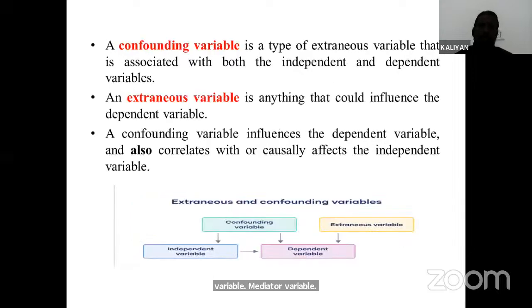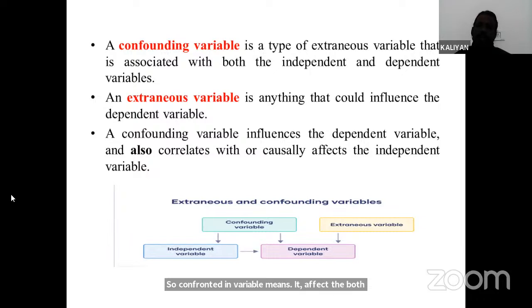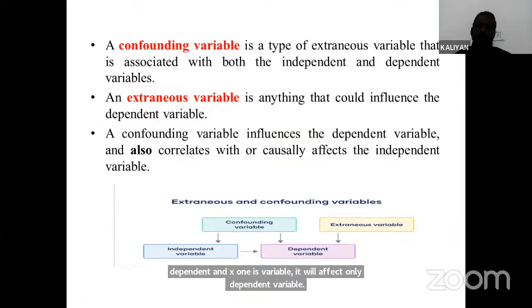And next one is the confounding variable. A confounding variable is a type of extraneous variable that is associated with both the independent and dependent variable. It affects both variables. An extraneous variable only influences the dependent variable. See in this picture, the confounding variable affects both the independent and dependent variable, and the extraneous variable affects only the dependent variable. So these are the types of variable.